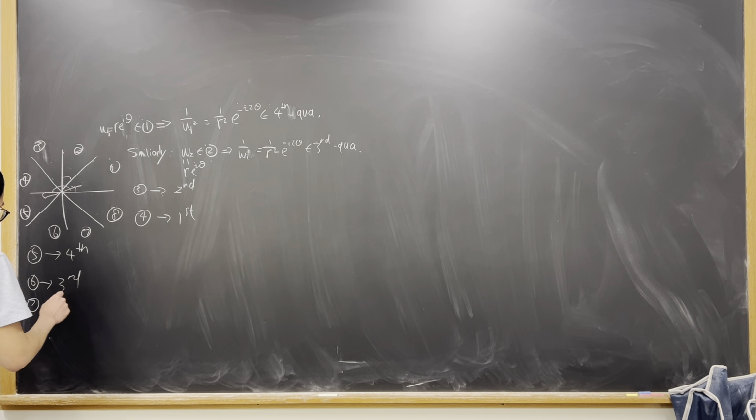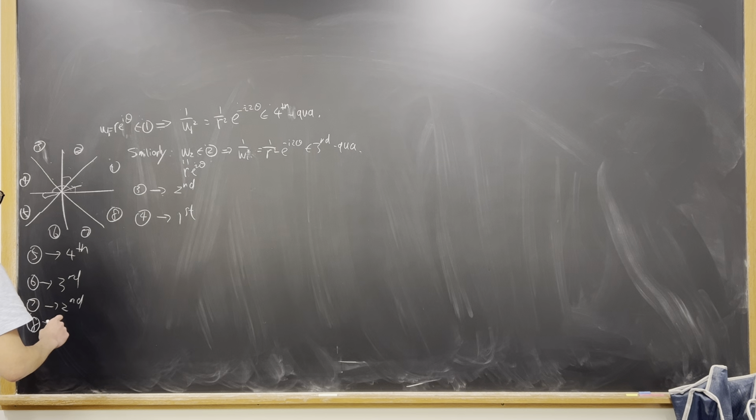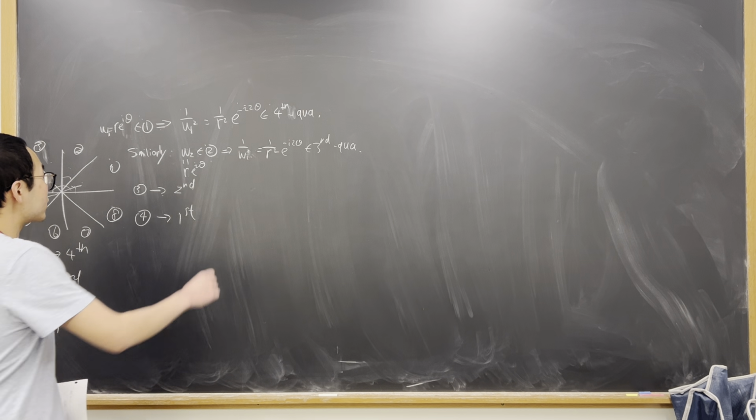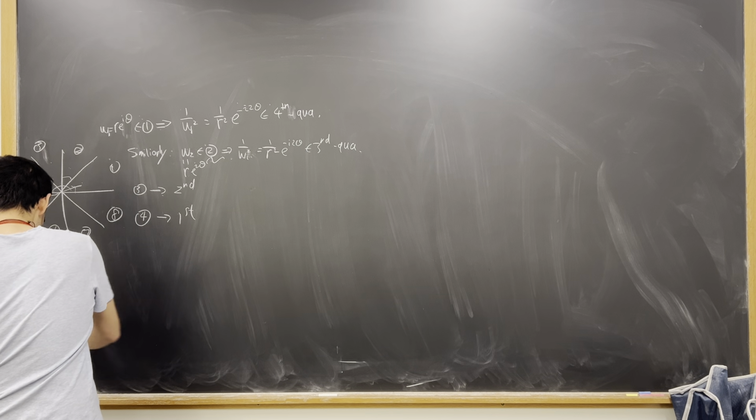So then I think 7 should be mapped to the same thing as 3, and 8 should be mapped to the first quadrant. And then I'm comparing the second one with the eighth one.